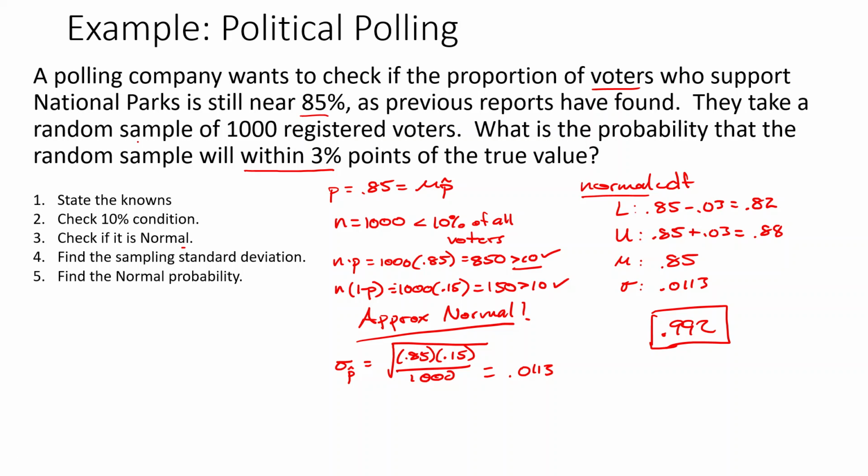So what proportion of the random samples will be within 3 points of the true value? 99%, or 0.992, of the random samples should be between 82 and 88. If we took 100 random samples, 99 of them should be between 82 and 88. Maybe one of them was like 89 or 90 or something, who knows?